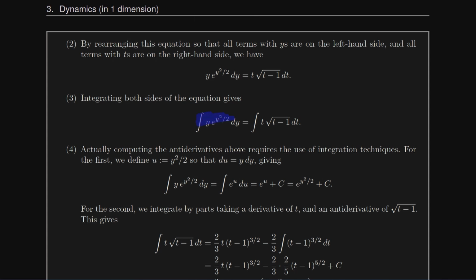That's going to give me the antiderivative of y times e to the y squared over 2 is equal to the antiderivative of t times root t minus 1 dt. I'm going to have to solve each of those antiderivatives individually because they're not that easy. How could I solve the first one?